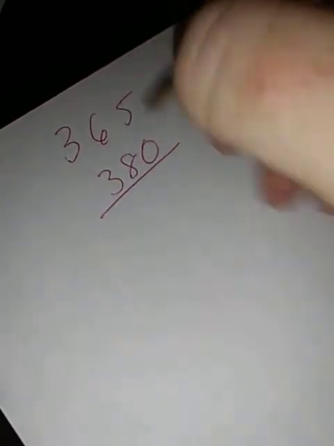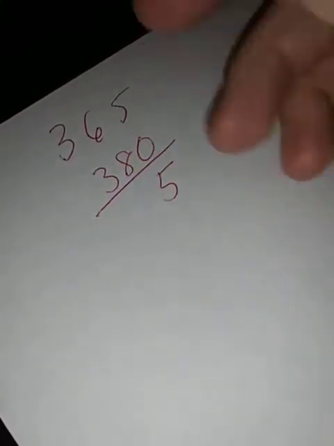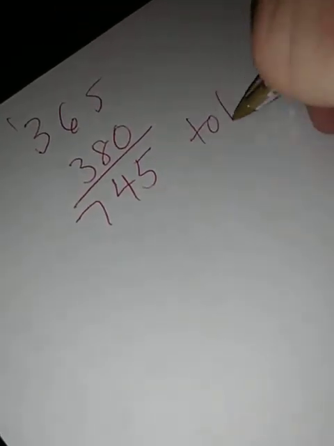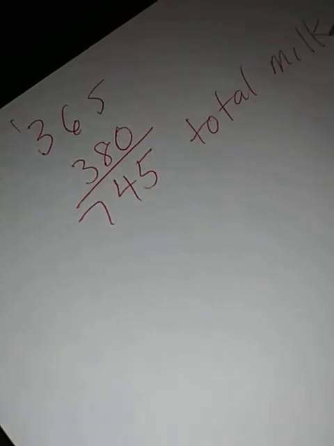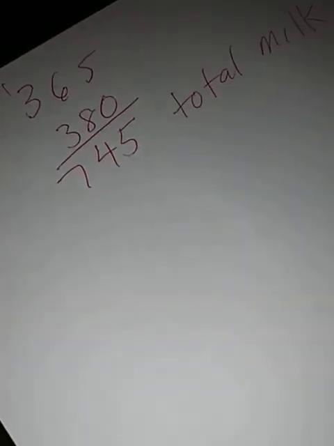We got number 8. 365 gallons of milk in the morning, then at night she had 380. So let's do this real quick. 745 total of milk that she got from her cows. Okay, she sold 612 to the ice cream factory.